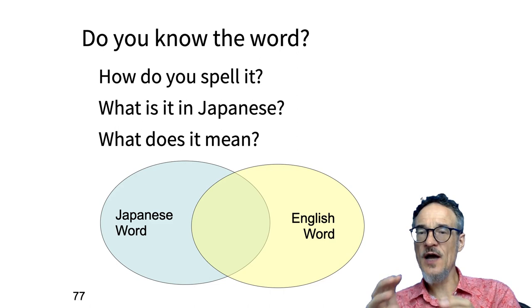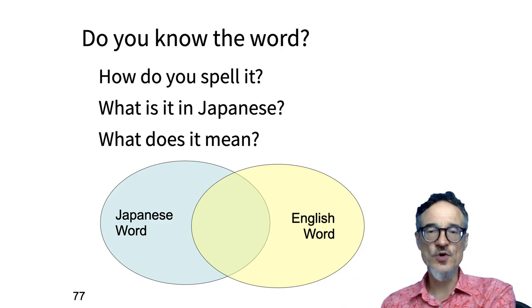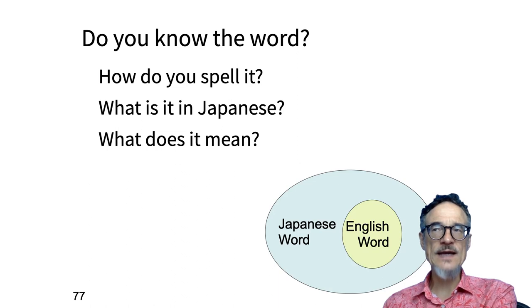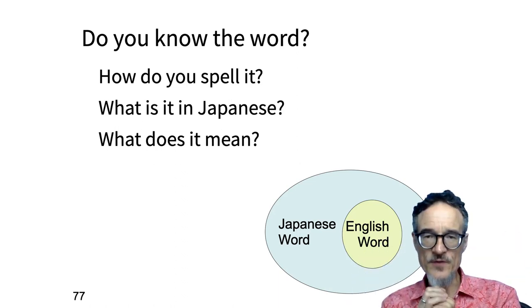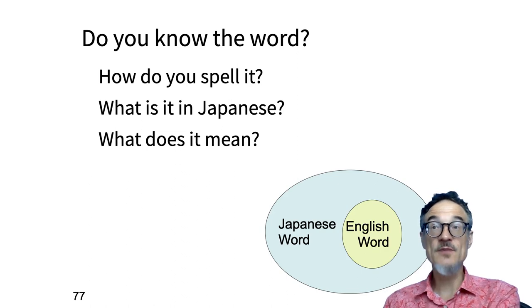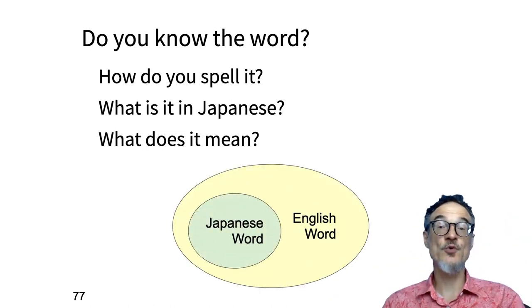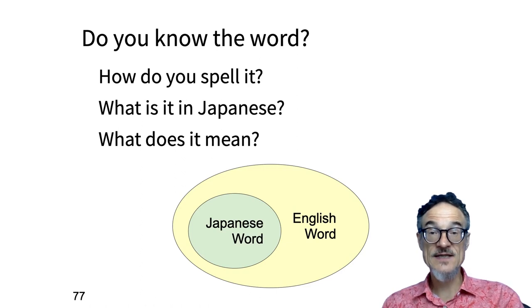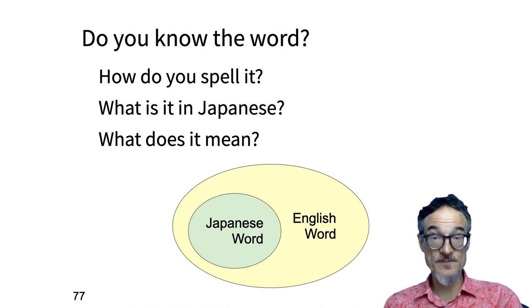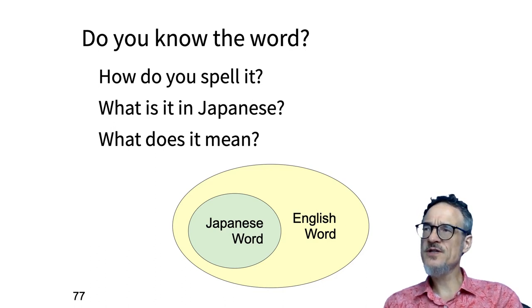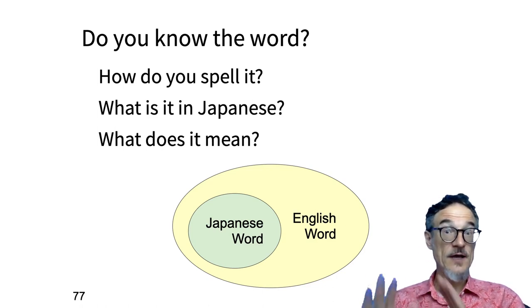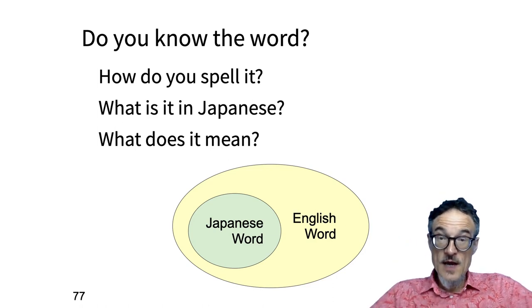So a Japanese word has a different range of meaning to an English word. Sometimes the English word will have a much narrower meaning and the Japanese word will have a broader meaning. Or sometimes the opposite. Sometimes the English word has a much broader meaning, and the Japanese word has a narrower meaning. One example of this would be the word belt, which in Japanese, how would you say that? You'd probably say beruto. But if you do karate or judo, then in English, that's called a belt.